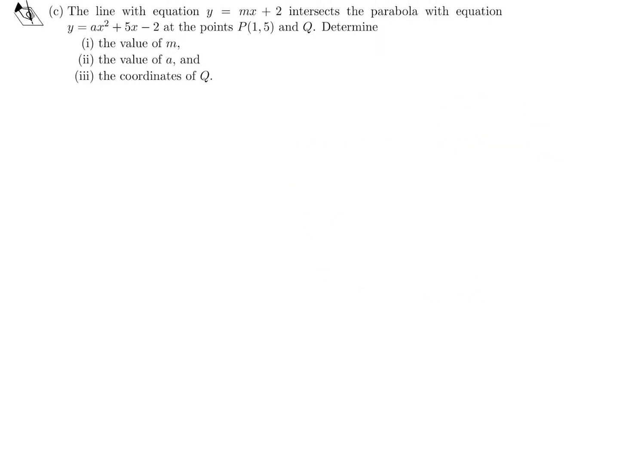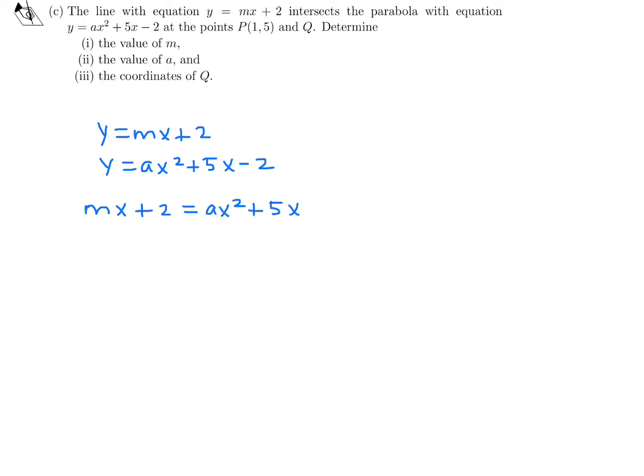The line with equation y is equal to mx plus 2 intersects the parabola with equation y is equal to ax squared plus 5x minus 2 at the points (1, 5) and Q. Determine the value of m, the value of a, and the coordinates of Q. y is equal to mx plus 2, and y is equal to ax squared plus 5x minus 2. Since they intersect, let's set them equal to each other. So mx plus 2 is equal to ax squared plus 5x minus 2.